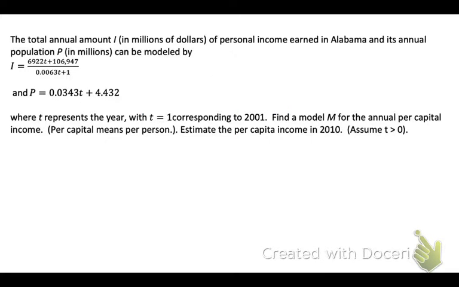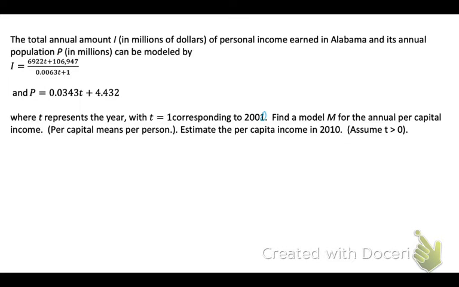All right, now let's look at this real life example. The total annual amount, I, in millions of dollars, of personal income earned in Alabama and its annual population, P, in millions, can be modeled by I equals that rational expression and P equals that rational expression, where lowercase t represents the year, with t equals 1 corresponding to 2001. Find a model M for the annual per capita income. Estimate the per capita income in 2010. And I think I have this wrong, that it should be corresponding to 2000.